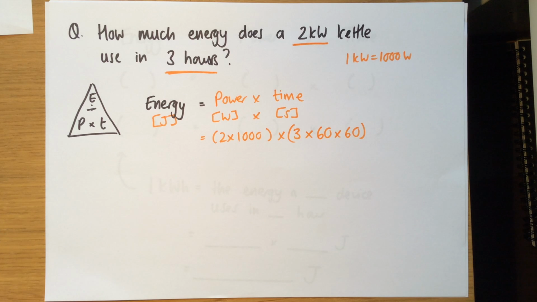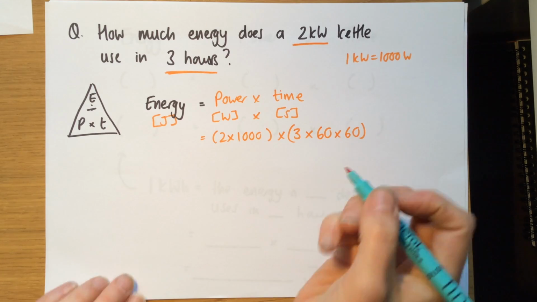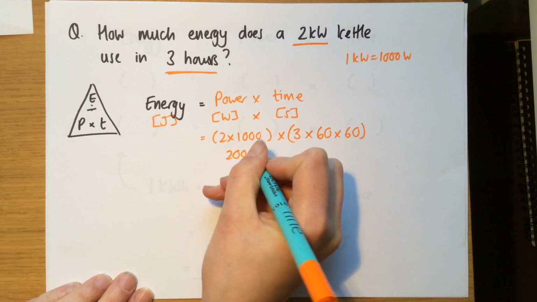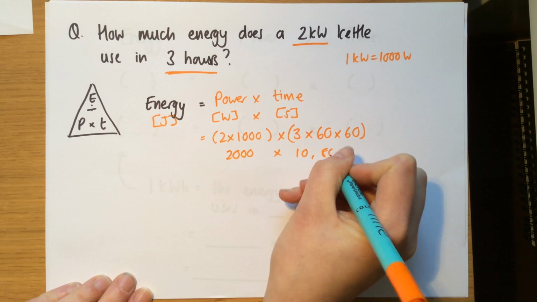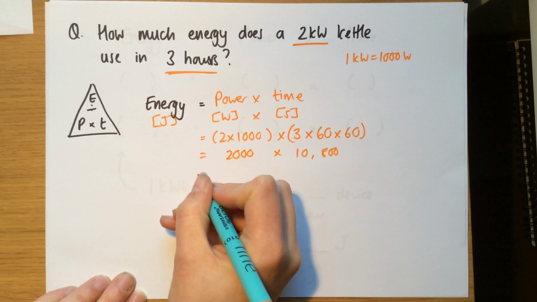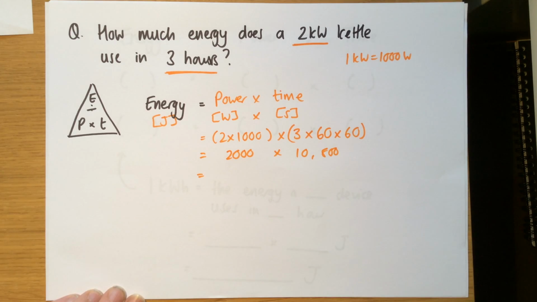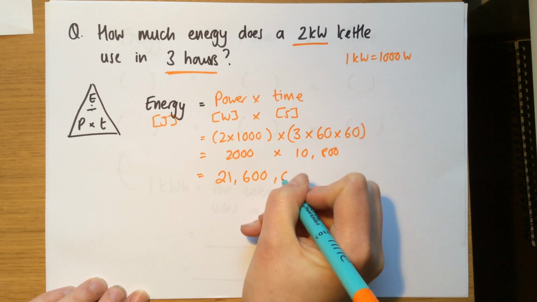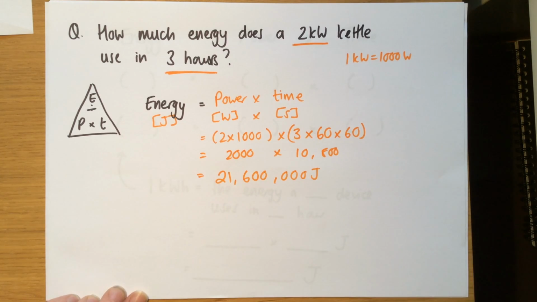Now I'm going to quickly do it on the calculator because I forgot to work it out before the video started. So we get 3 times 60 times 60, and that is equal to 10,800 seconds. We've got 2,000 times 10,800. So if we do that sum, we get the answer 21,600,000 joules.